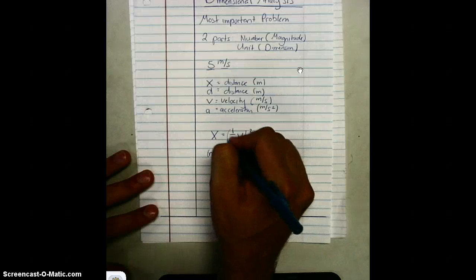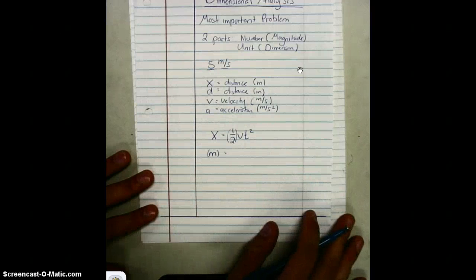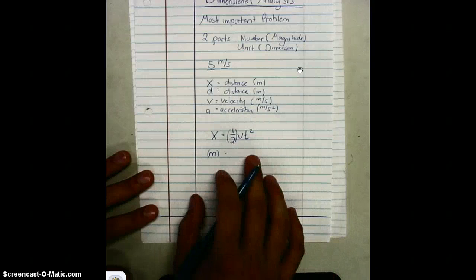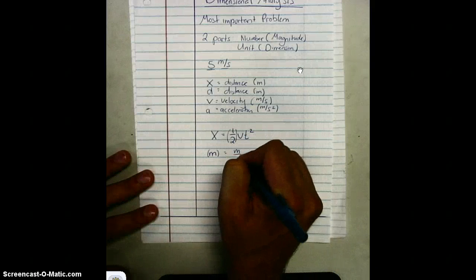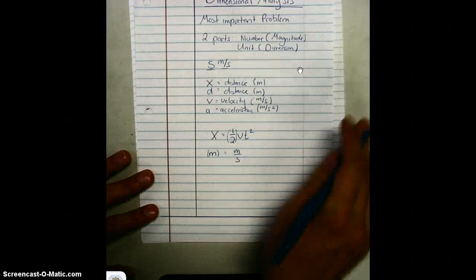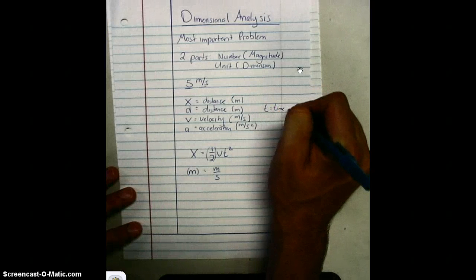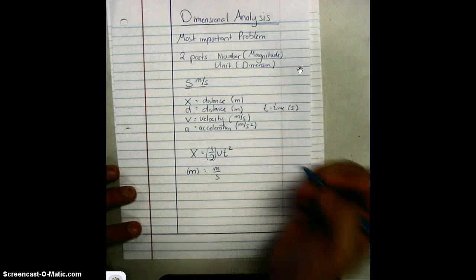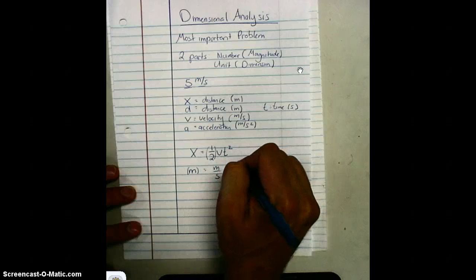Now, this 1/2 right here is a number, a magnitude. We are not worried about any numbers in this. We are only worried about the dimensions. I know that v is going to be meters per second, and I have t squared. Oh, I'm sorry, I did not define t up here. t is a unit of time, and we measure that in seconds. So whatever I have here is going to be seconds squared.